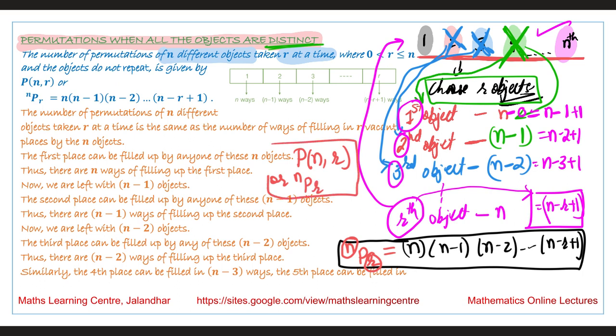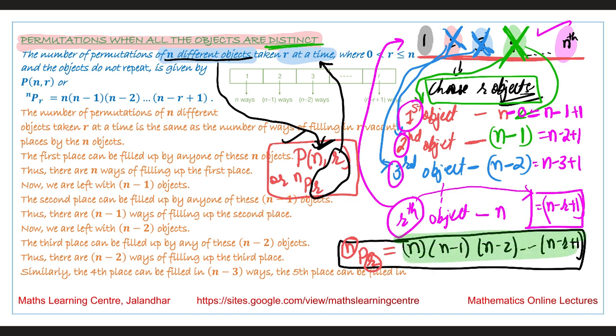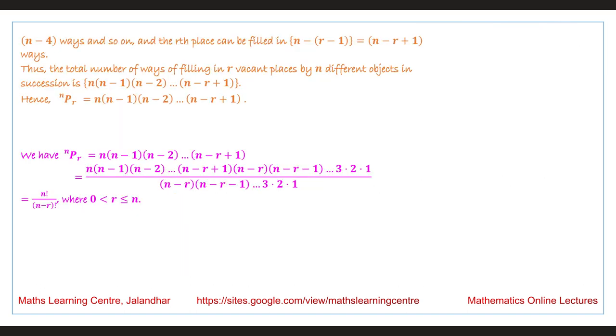In this notation, the first n is the total number of different objects that we have, and r means that r objects are chosen at a time. The formula we obtain is in this form: n into n minus 1 into n minus 2, and so on up to n minus r plus 1. So nPr is equal to this term.